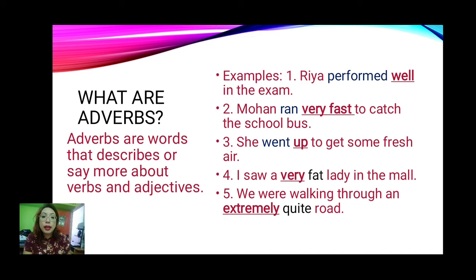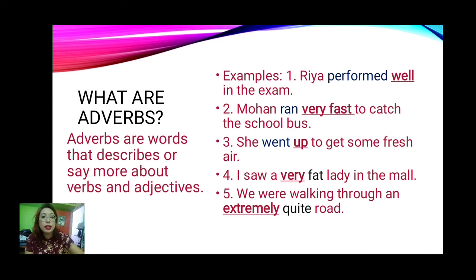So there are so many other examples. Let us see one example about how adverbs describe an adjective. For example, sentence number 4. I saw a very fat lady in the mall. Now in this sentence you can see I is the subject, saw is the verb. Now fat is an adjective which is describing the lady. The lady was fat. But then you can see that the word very is an adverb which is adding something to the adjective. It is telling us how fat, to what extent the lady was fat. She was very fat. So in this way we recall that adverbs are words that tell us something more about verbs and adjectives.